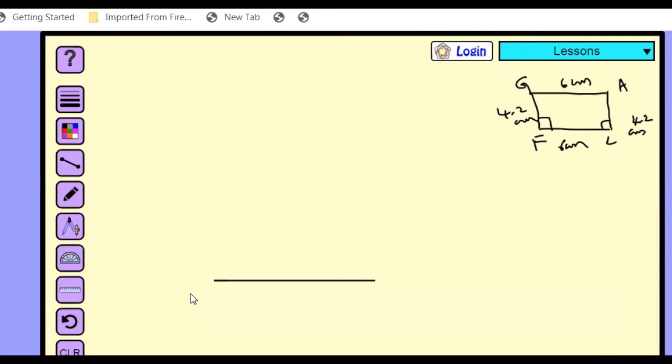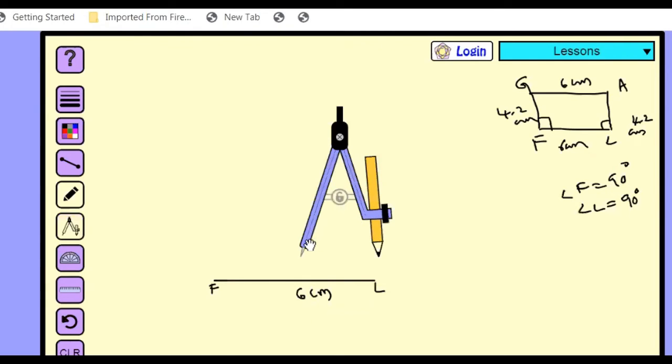Now remove the ruler and label F and L with 6 centimeters. Now we are going to construct the angle F equal to 90 degrees and angle L equal to 90 degrees. So how will we get 90 degrees? First we need to construct 60 and 120 degrees, then bisect them, and then you will get 90 degrees. Then take the compass.